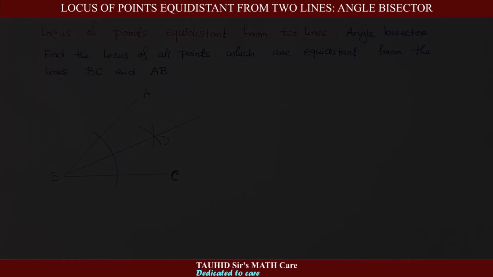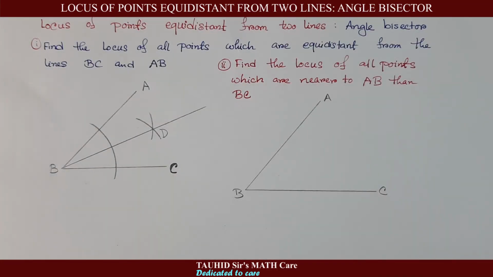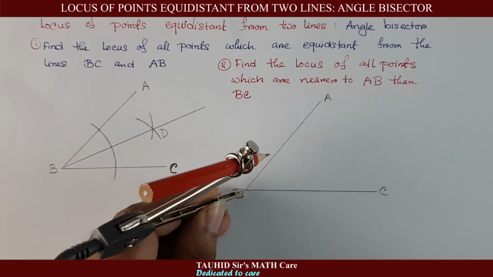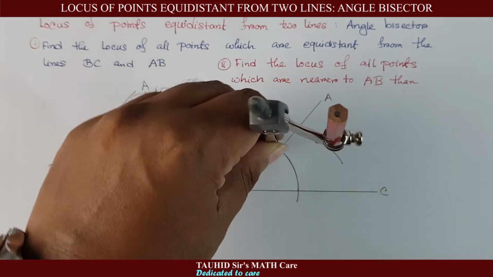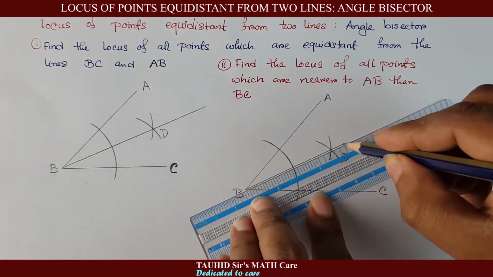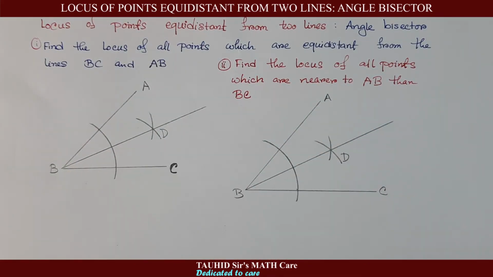Now question number 2 asks you to find the locus of all points which are nearer to AB than BC. In this case, what should we do? First of all, we need to draw the locus of all points which are equidistant from AB and BC. That means we need to draw the angle bisector of the angle ABC. We got our locus of the points which are equidistant from AB and BC, which is BD.